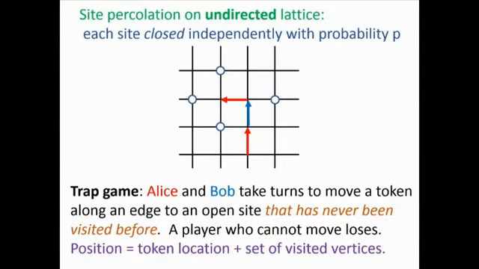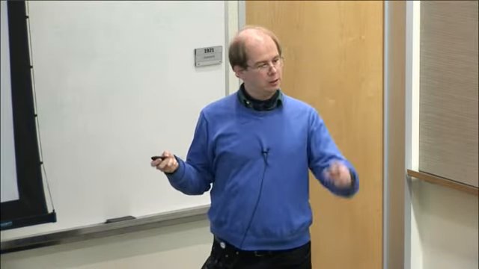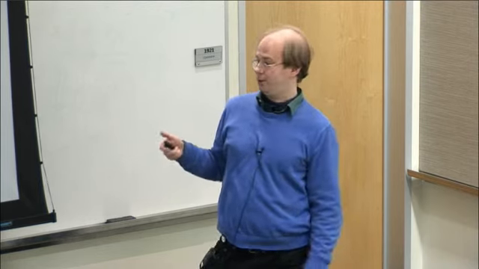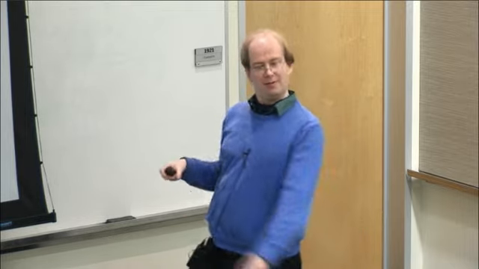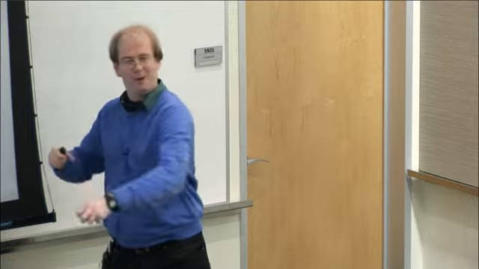Here's a way we could make it more interesting. There's a game that we call Trap. Alice and Bob take turns to move a single token. There's a single token located on some vertex, and you move it along an edge. And you're allowed to move it to any open site, provided that site has never been visited before. Okay? And you're not allowed to move it to a closed site. And again, if you can't move, you lose. Okay, so it's kind of a fun game. You're trying to trap your opponent by trapping them in the path where you've been already, but using the closed sites as well.